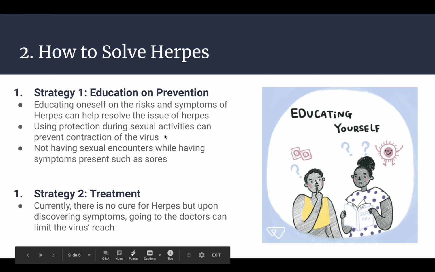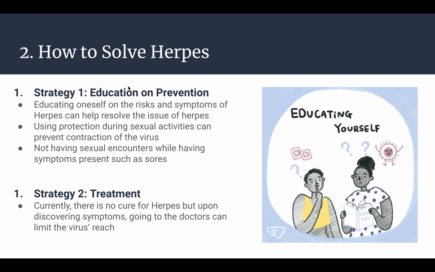So, how to solve herpes? The first strategy is education on prevention. Educating oneself on the risks and symptoms of herpes can help resolve the issue. Using protection during sexual activities can prevent the contraction of the virus. So, again, condoms and dental dams. Also, not having sexual encounters while having symptoms present, such as sores or any type of redness. The second strategy would be treatment. Currently, there is no cure for herpes, but upon discovering symptoms, going to the doctor can limit the virus's reach because they'll prescribe antiviral medications.